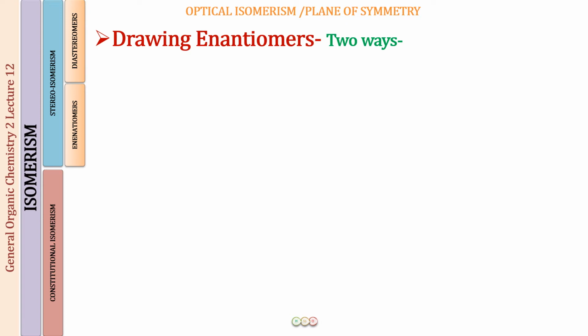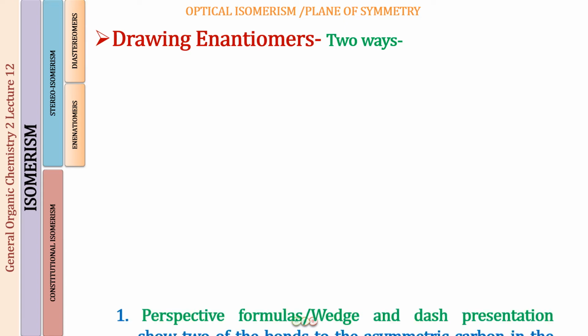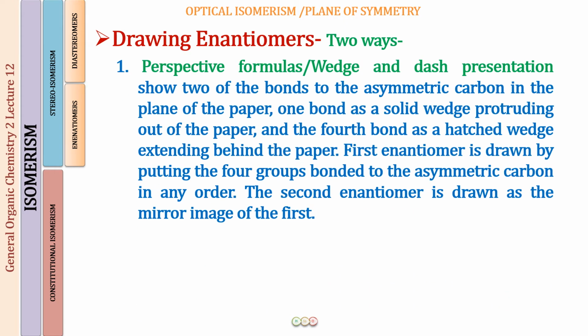There are 2 more ways left after that also, but I will take those up when we talk about conformational isomerism. So the 2 ways, first of all, is going to be the wedge and dash projection that you have already seen. We call that the perspective formula as well. Fine.